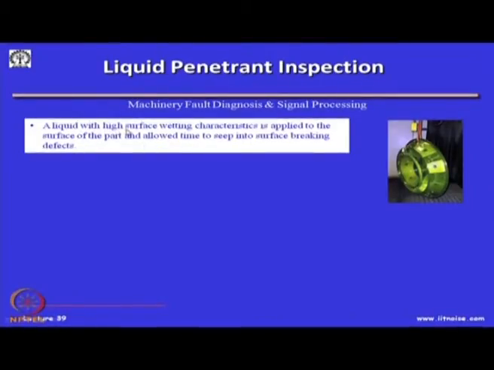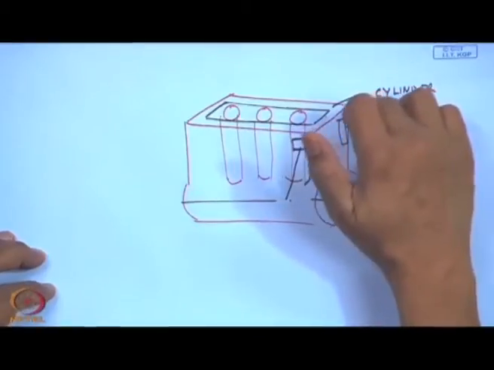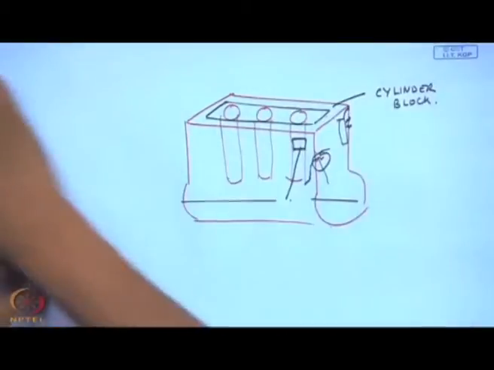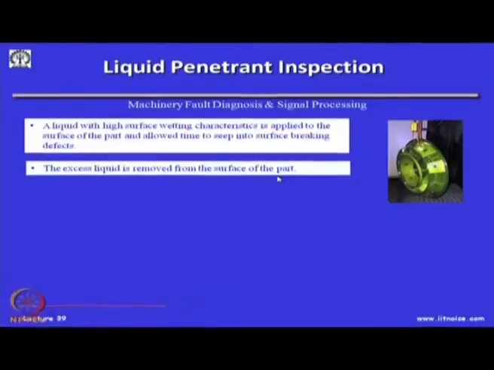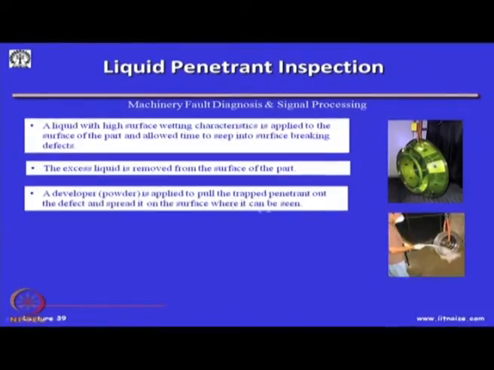So, a liquid with high surface wetting characteristics is applied to the surface of the part and allowed to seep into surface-breaking defects. Okay. If a liquid is there, it will seep in and then come up to the surface, and then we can know the defects. Then the excess liquid is removed from the surface of the part, and a developer is applied to pull the trapped penetrant out of the defect and spread it onto the surface where it can be seen.